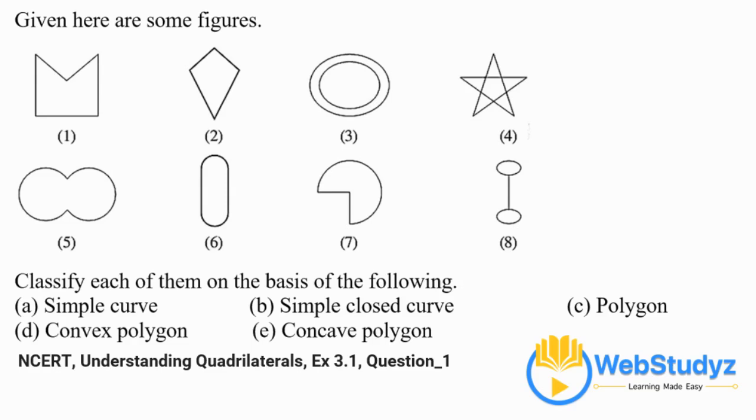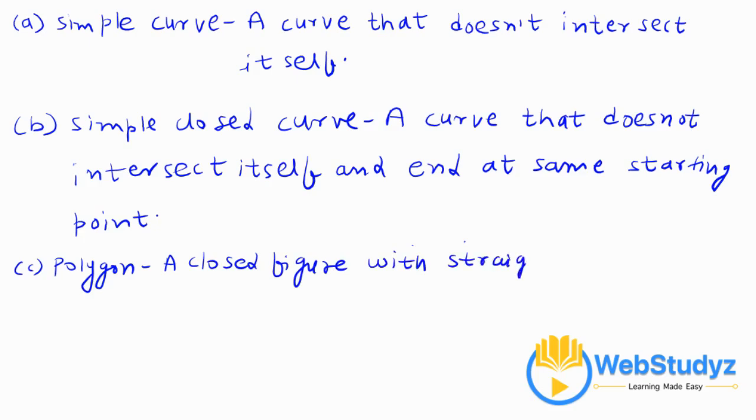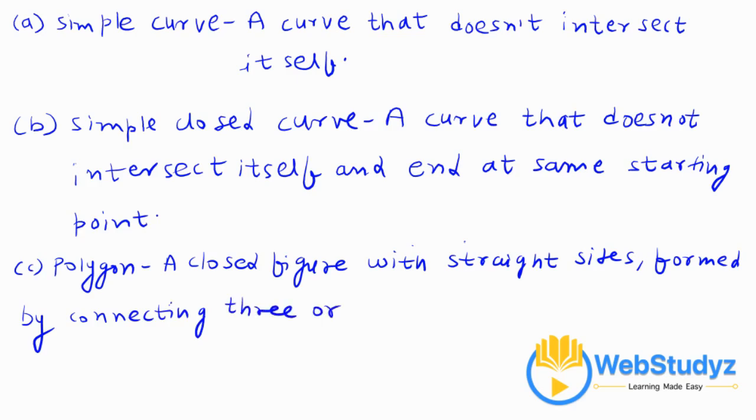C is polygon. So polygon is a closed figure with straight sides formed by connecting three or more line segments.